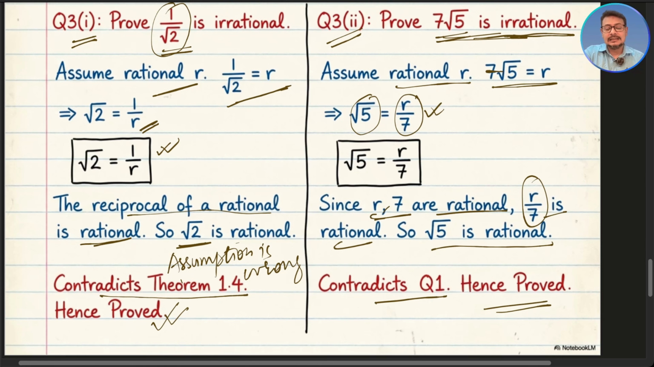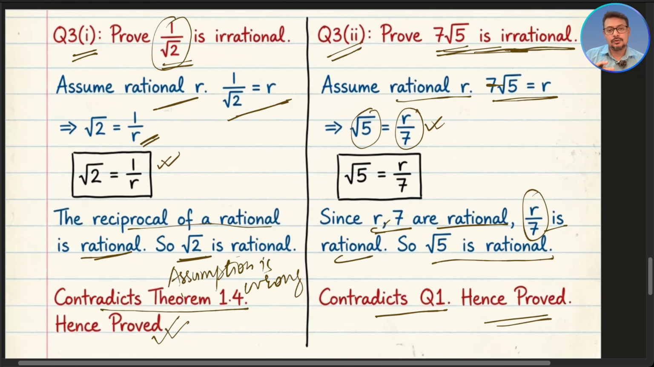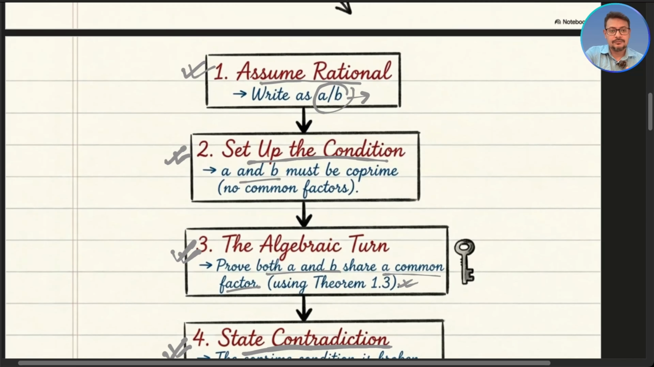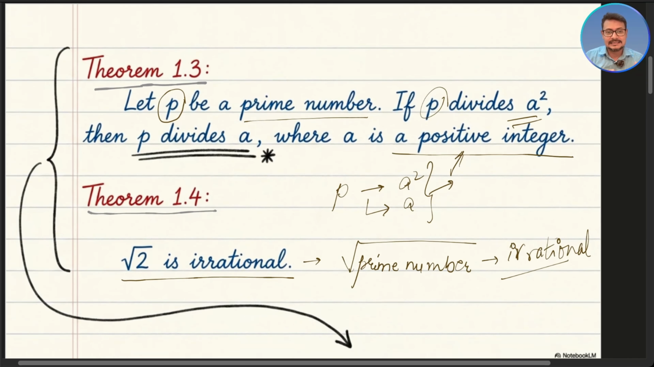We just need to understand the basic concept of theorem 1.3 and theorem 1.4. Again, we will be revising theorem 1.3 and theorem 1.4, where theorem 1.3 says: let P be a prime number. If P divides A square, then P also divides A, where A is a positive integer. First theorem. The second one, theorem 1.4, says that square root of 2 is irrational. That means square root of any prime number is irrational.